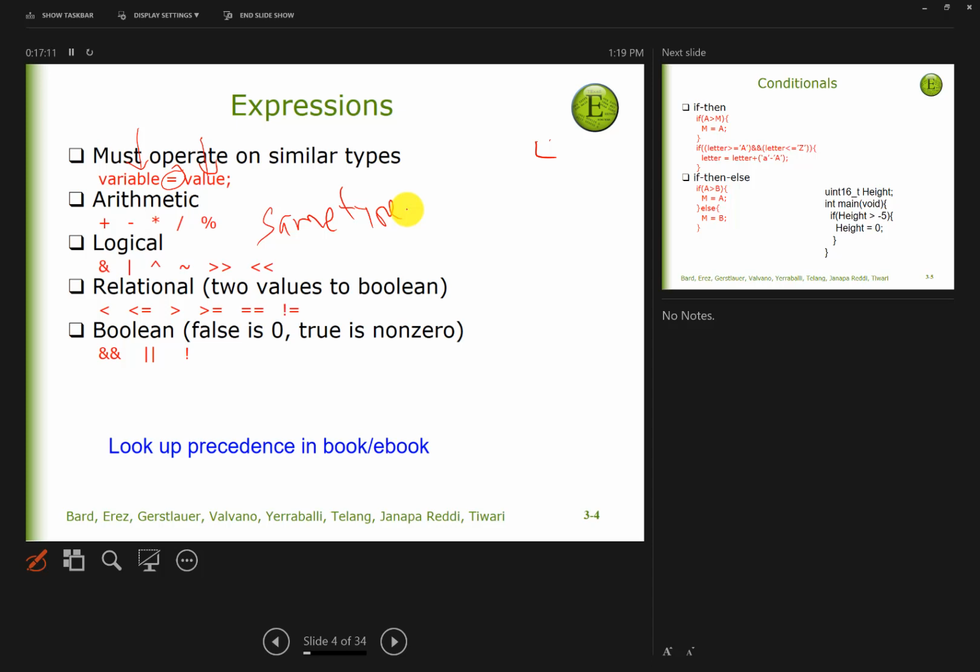An arithmetic operation takes two numbers and gives us another number: number, operator, number. It takes a number, another number, and gives us a number. Logical operations also take numbers.